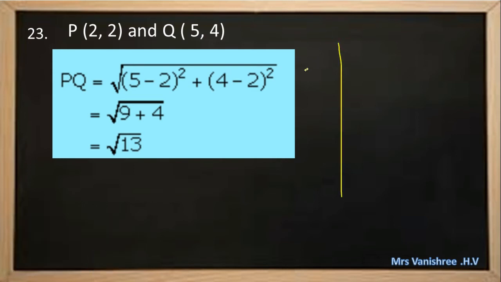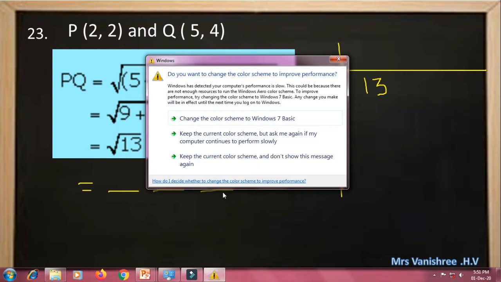Now the final answer should be kept with three significant figures. Three significant figures means my answer should have three figures including the values before the decimal and after the decimal. There are many rules and regulations to identify significant figures, but I am going to explain only what is required for this particular question.